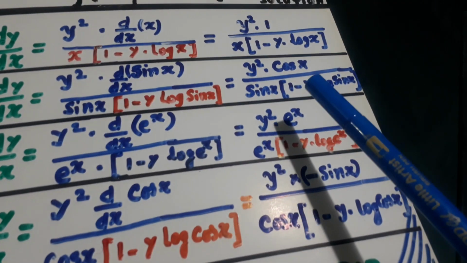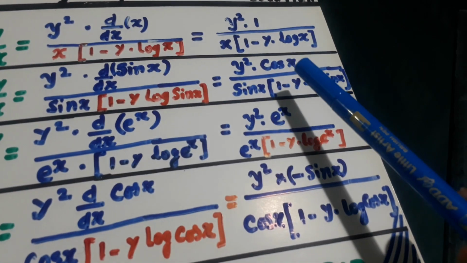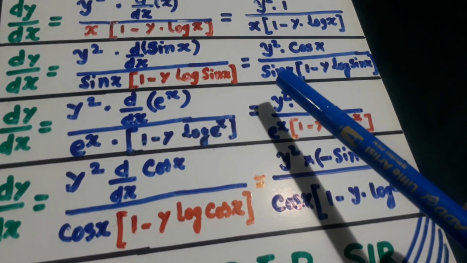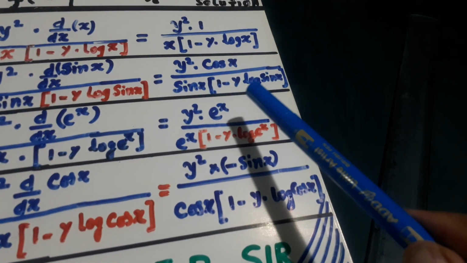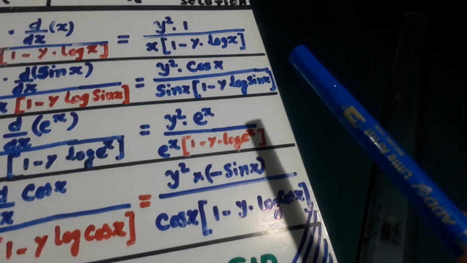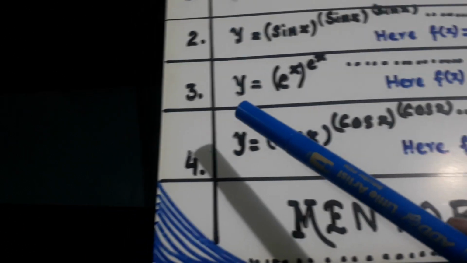Look here. The answer comes y square, derivative of sin x is cos x, divided by sin x, within the bracket 1 minus y log sin x. Very simple. Example number 3.